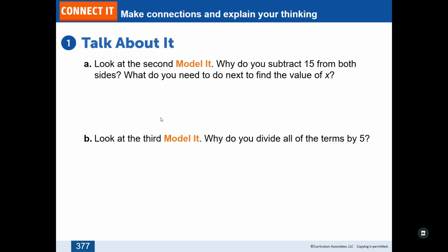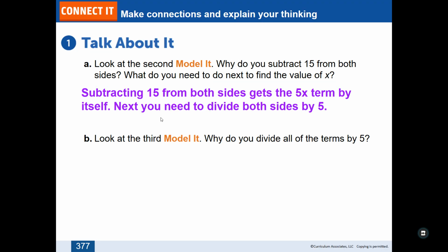So it says, look at the second model. Why do you subtract 15 from both sides? And what do you need to do next to find the value of x? Subtracting 15 from both sides gets the 5x term by itself. So then you need to divide both sides by 5. And part B, it says, look at the third model. Why do you divide all of the terms by 5? And I kind of said that. We need to do it to keep the equation balanced.